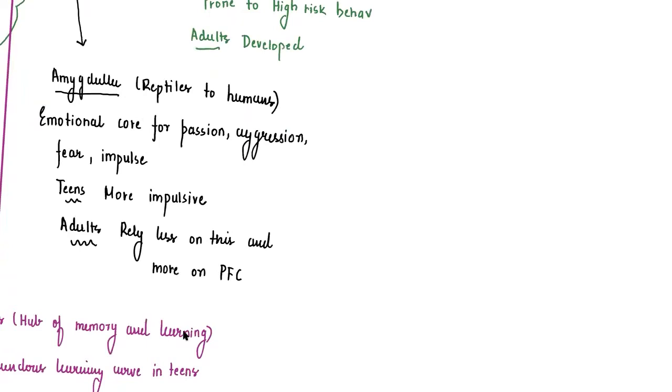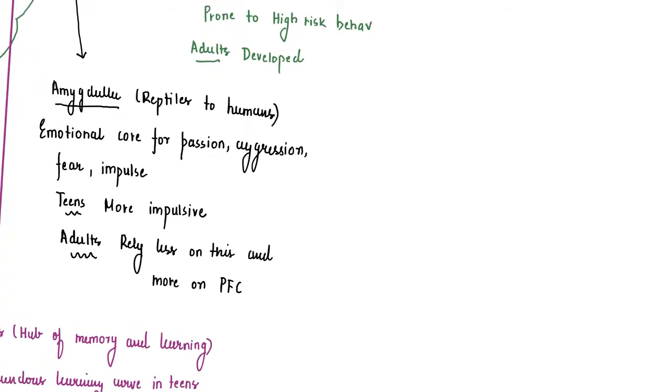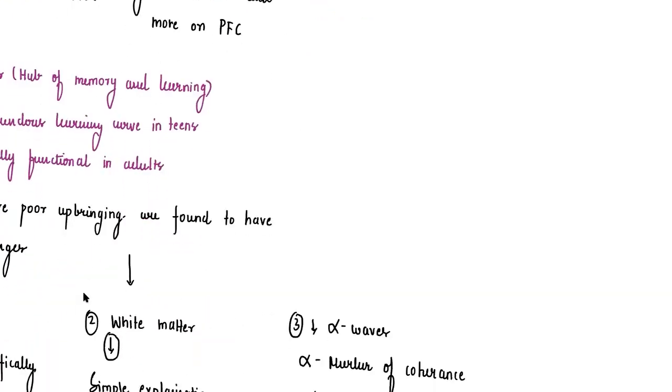Hippocampus, the hub of our memory and learning, has a tremendous learning curve in teens and is therefore fully functional in adults, so because it is in a developing stage in teens, they are more vulnerable that way. And the parietal lobe in teens doesn't process information as well as it does in adults.